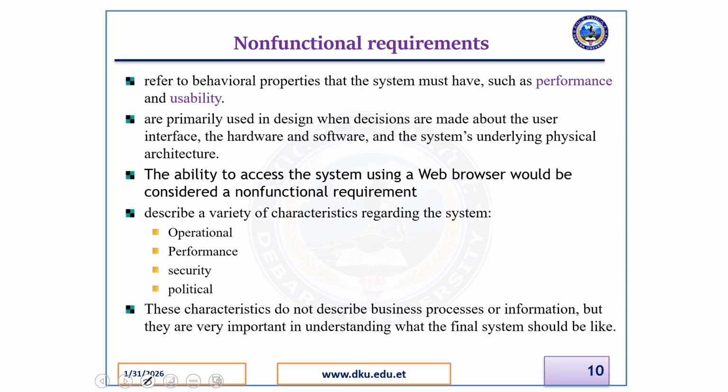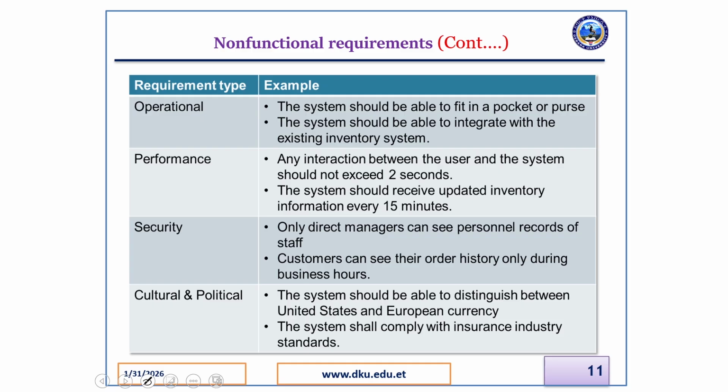So, these characteristics do not describe the business processes or information, but they are very important in understanding what the final system should look like. Let's see some examples. For example, requirement type and example here. Operational: the system should be able to fit in a pocket or purse. And the other one is the system should be able to integrate with the existing inventory system. This is operational.